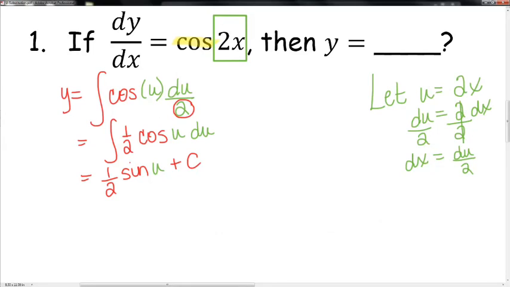But I can't leave things in terms of u. I need to resubstitute back in. Well, I told you u is equal to 2x, so we can go ahead and substitute back in. So 1/2 sine, instead of u, I'm going to put 2x, because that's what u is supposed to be, plus c. And now I'm finished.